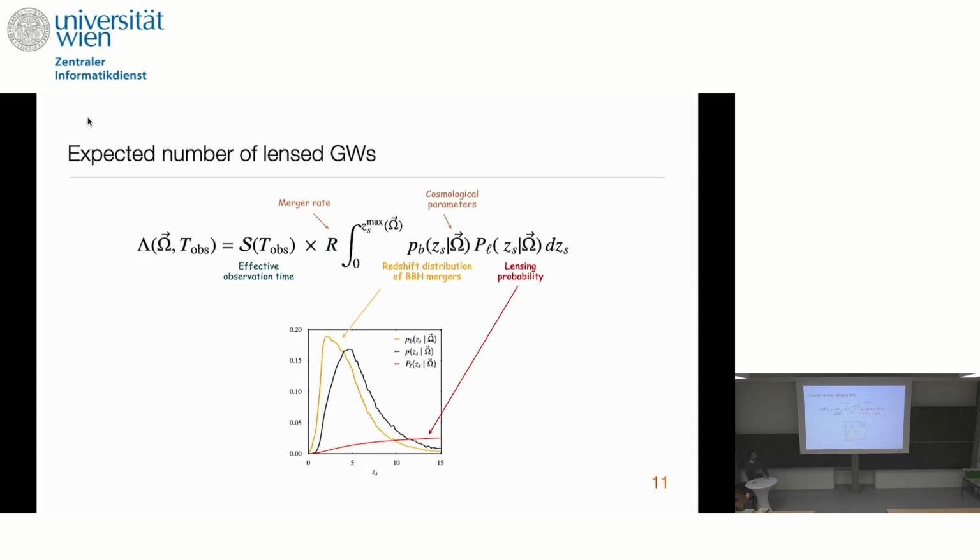Currently, we do not have a good understanding of how the binary black holes are distributed at high redshifts, so we have to use some models. But the good thing is that your data will always be dominated by the large number of unlensed events.